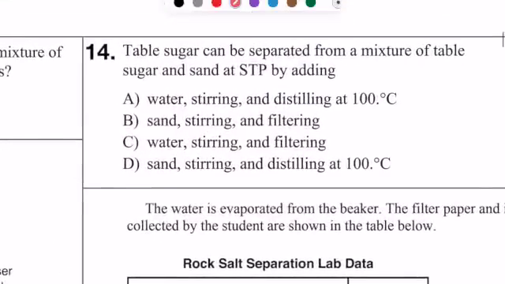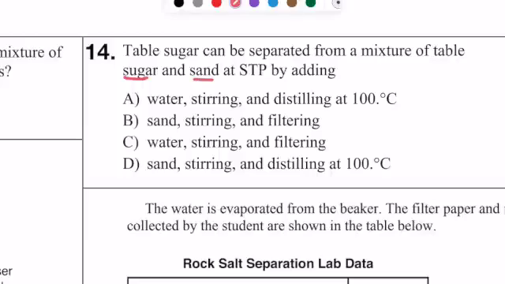Then we have, table sugar can be separated from a mixture of table sugar and sand at STP by adding what? So in this mixture, we have sugar and sand.